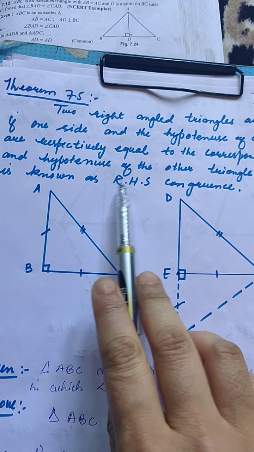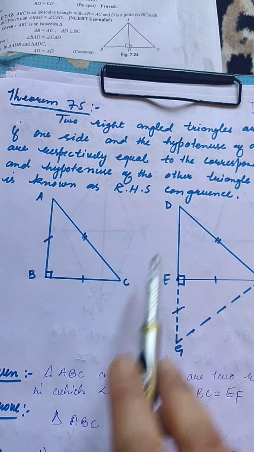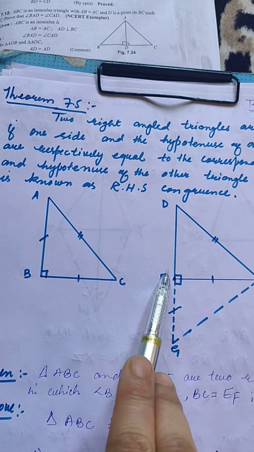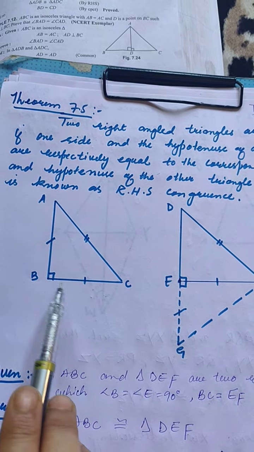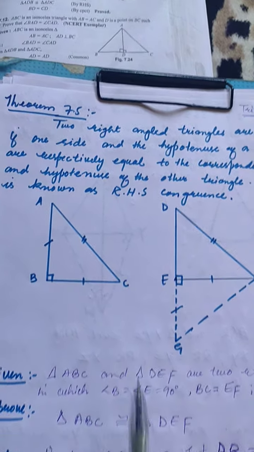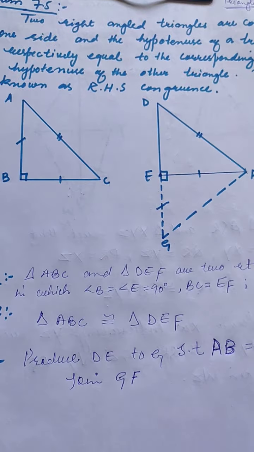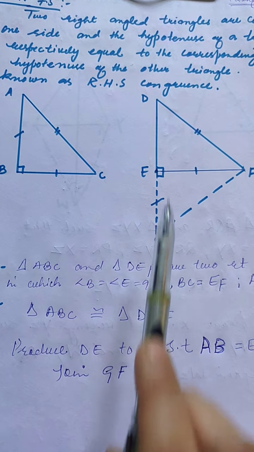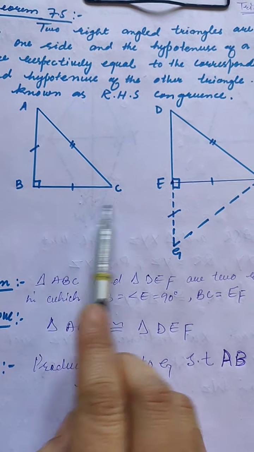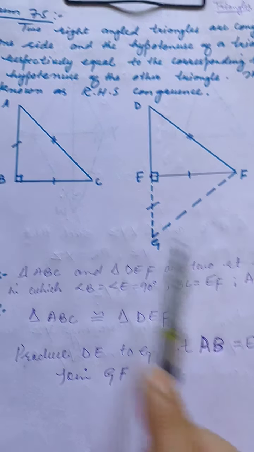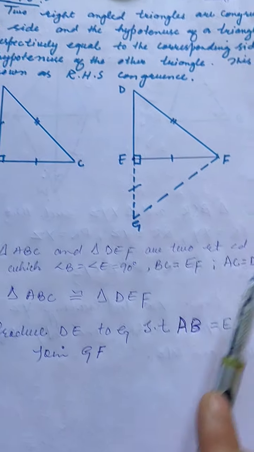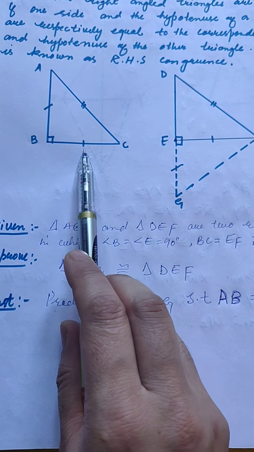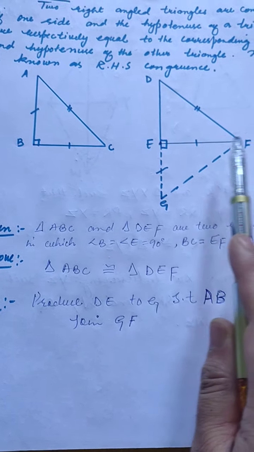R means right angle, H means hypotenuse, and S means any side. So in this theorem, right angles are equal, hypotenuse are equal, and BC side is equivalent to EF. Here the given conditions are in triangle ABC and DEF, angle B is equal to angle E, each 90 degree, BC is equivalent to EF, this is given, and hypotenuse is equivalent to hypotenuse, this is also given. Here I have to prove that the triangle ABC is congruent with the triangle DEF.